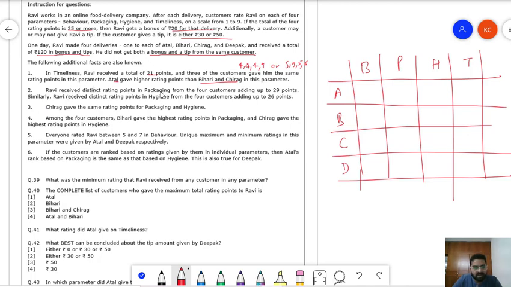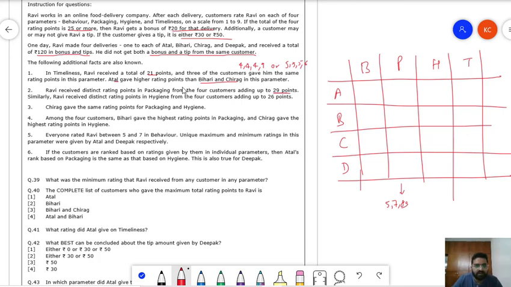Ravi received a distinct rating in packaging from four customers, adding up to 29. देखो, if you see, if I start from backward, 9, 8, 7, 6, if you add these, the sum is 30. If you have to have distinct numbers, the numbers have to be 5, 7, 8, 9. So that is what we'll have for packaging.